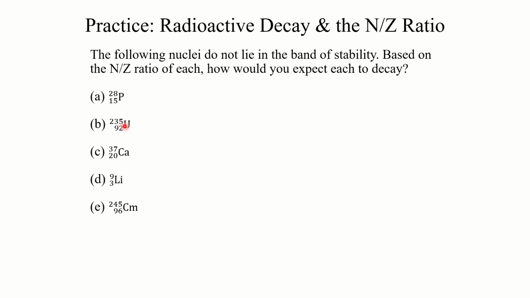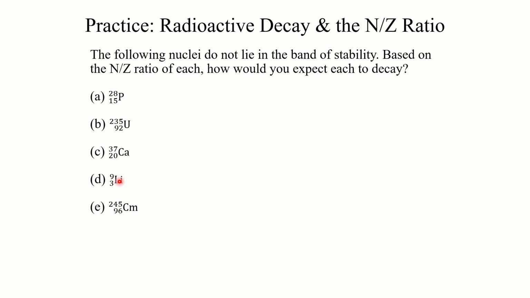Letter B, we've got a big nucleus. Anytime your z value, your number of protons, is greater than 83, you're likely to undergo alpha decay. So both letters B and E, the answer would be alpha decay. Letter C, we again have a small n over z ratio. We have 20 protons but 17 neutrons. So this one is once again positron emission or electron capture.